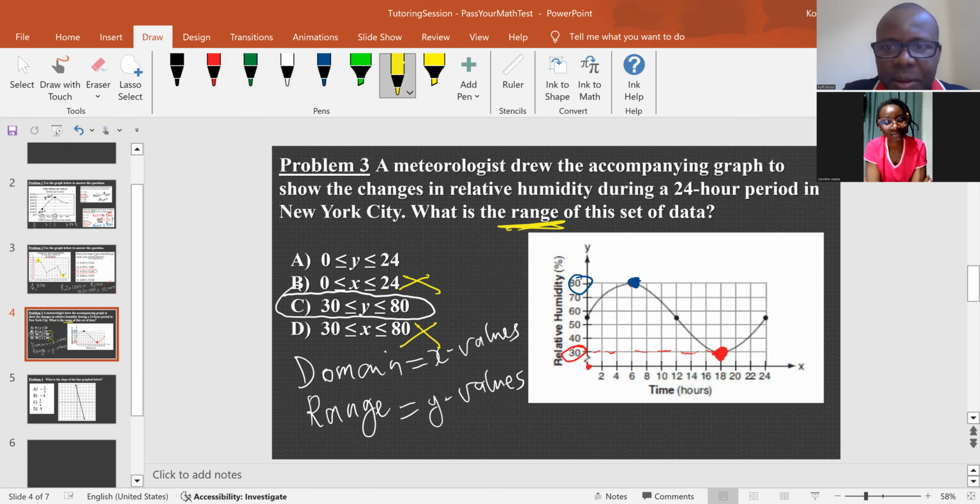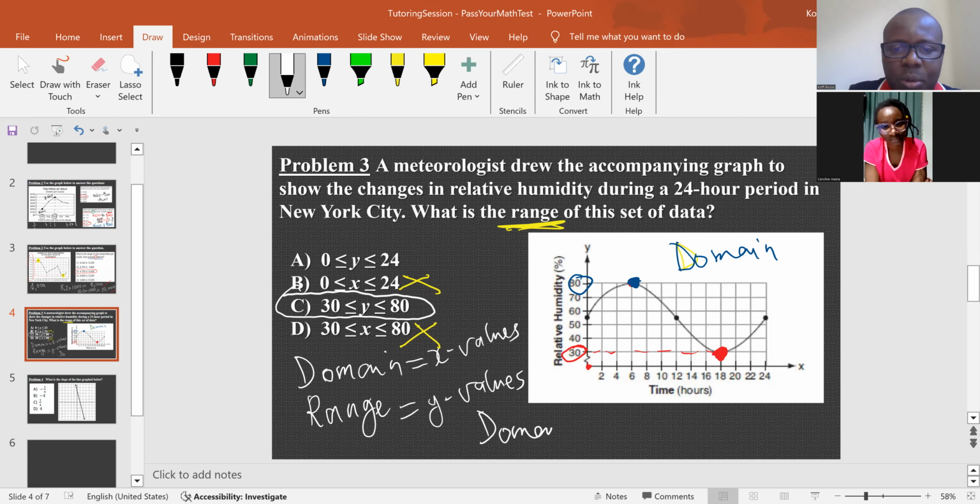Now, suppose the question was to find the domain. If it's about the domain, which is for x, we want the lowest x value and the highest x value. So in that case, what do you think is going to be the domain? It has to be something less than or equal to something less than or equal to something. Let's fill out the gap. So what's going to be the domain here? It will be that.